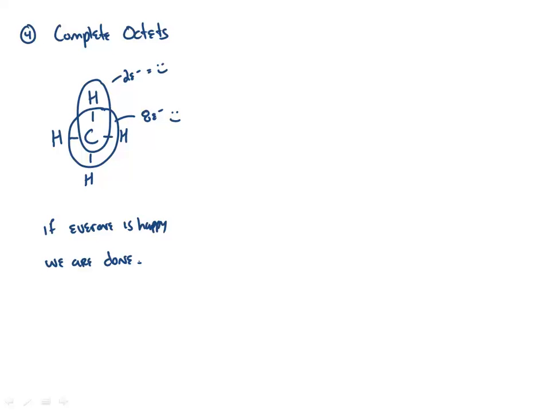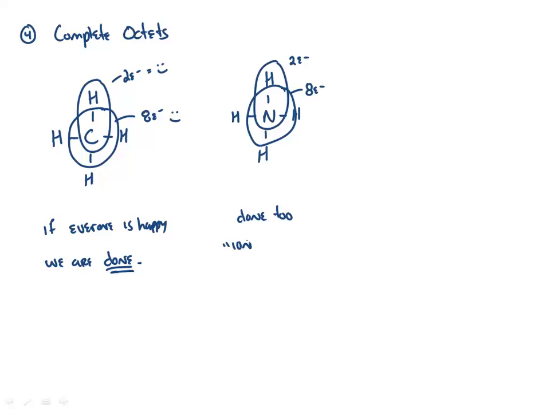Anyway, so in this case, we're all done. And if we take a look at this one also, we can see that we have 2 electrons, and then the nitrogen has its 8 electrons, and so we're done too. But we should remember, if it's an ion, what do we need? We have to put brackets in it.